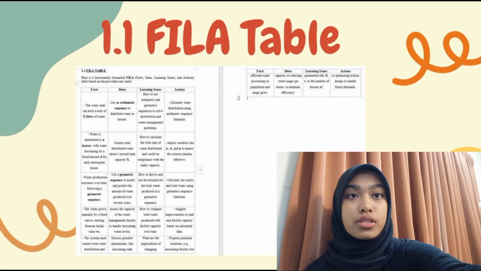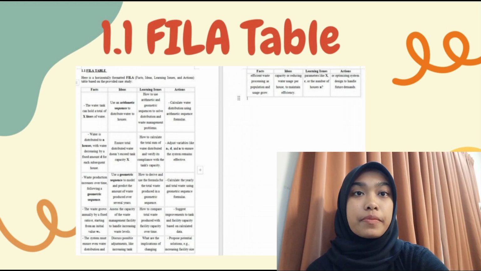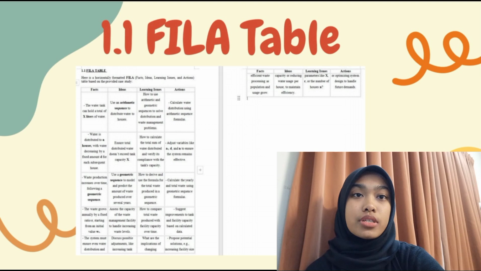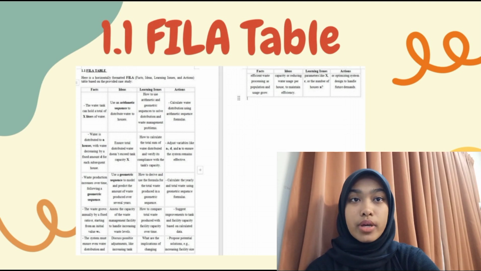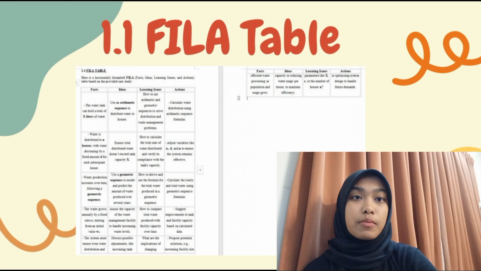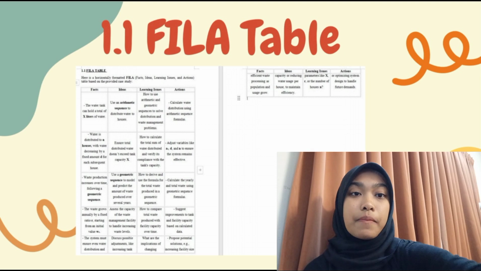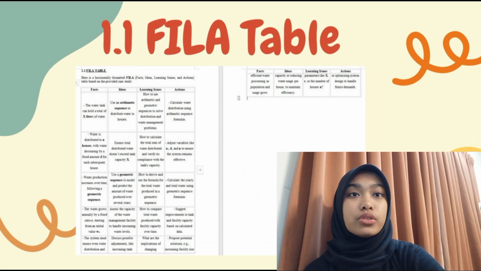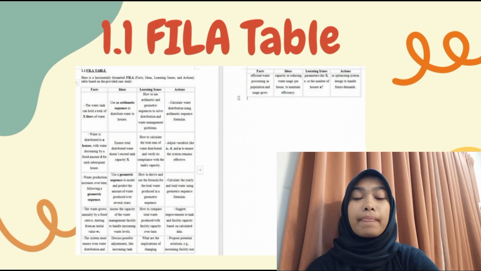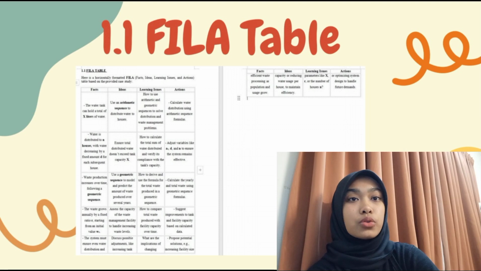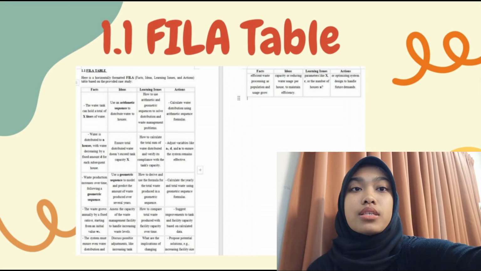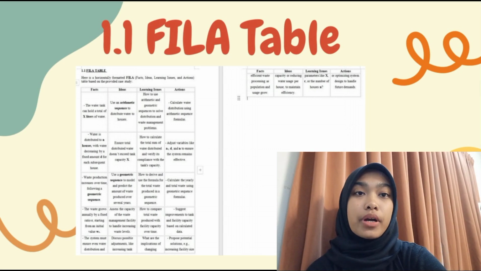Next is learning issues. The first one is how to use arithmetic and geometric sequence to solve distribution and waste management problems. The second one is how to calculate the total sum of water distributed and verify its compliance with the tank capacity. Next is how to derive and use the formula for the total waste produced in a geometric sequence. The other one is how to compare total waste produced with facility capacity over time.